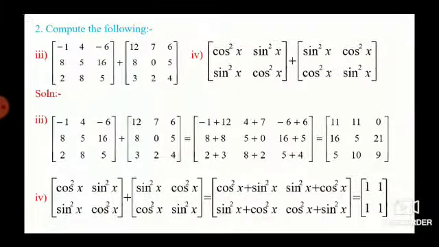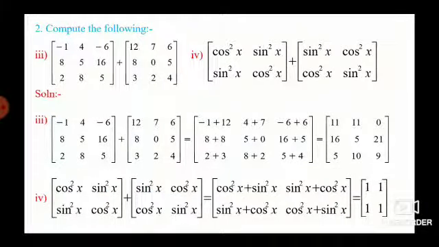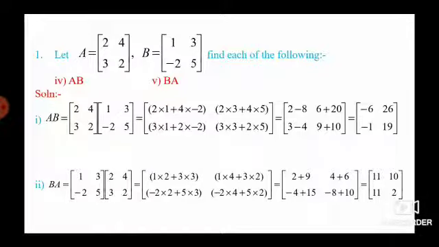Therefore, this matrix, with first row elements 1, 1 and second row elements also 1, 1, is just called a square matrix. It is not an identity matrix or unit matrix. It is just called a square matrix of order 2 cross 2.